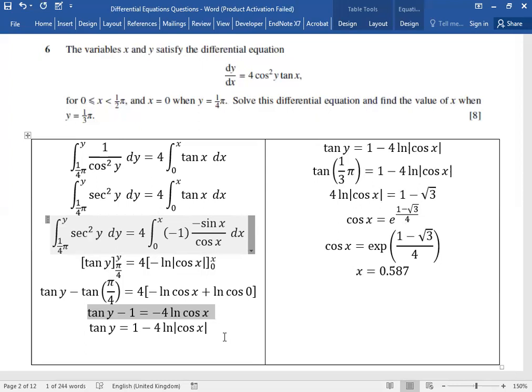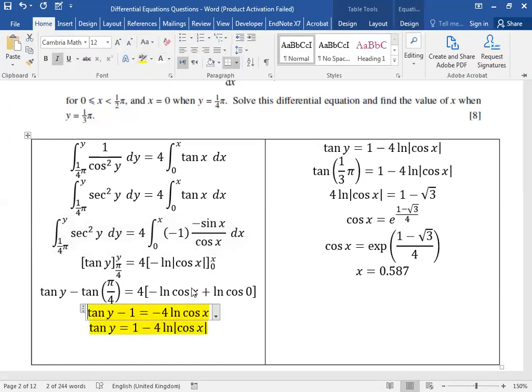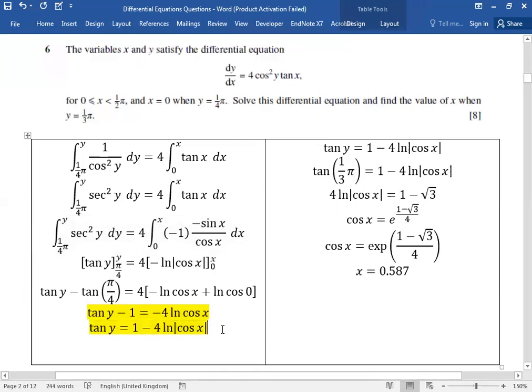Is this clear or not? So we have solved the differential equation. If anyone else is getting any other answer, please let me know. You could have stopped at either of these two forms. The differential equation is solved. Now the question says find the value of x when y is 1 over 3 pi. Plug in 1 over 3 pi in place of y.